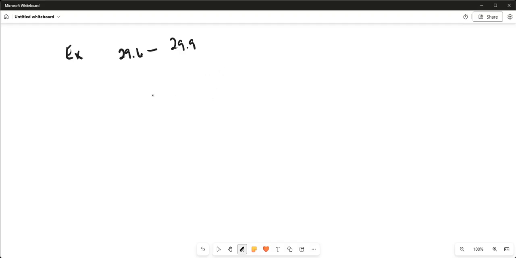Okay, this is lesson 29, Algebra 1. And this is just going over those last few examples that we didn't get to in class yesterday.